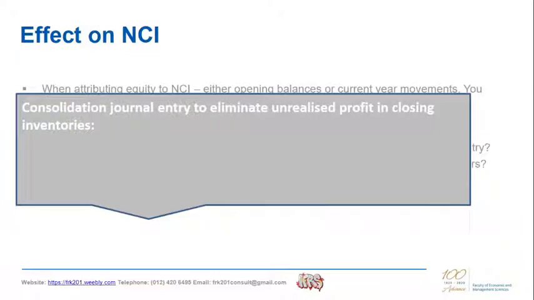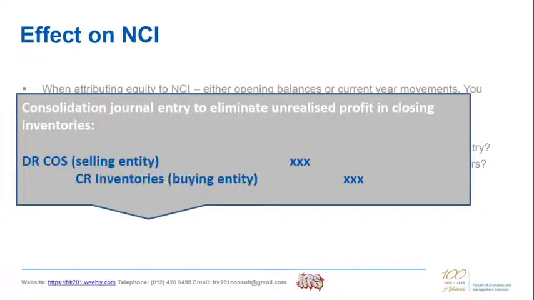The consolidation journal entry to eliminate unrealized profit in closing inventories. Does this journal entry change the group's profit? I have a debit to cost of sales and a credit to inventories. Only the debit is a profit and loss account. So my answer is yes. It's the main purpose why I'm writing this consolidation journal entry. I'm debiting cost of sales to reduce the group's gross profit.